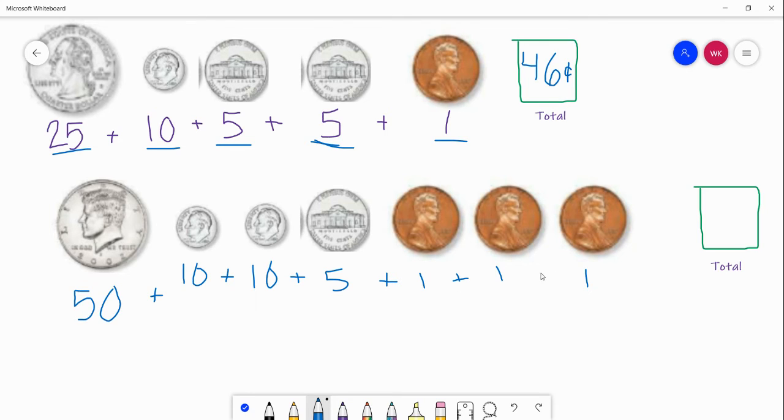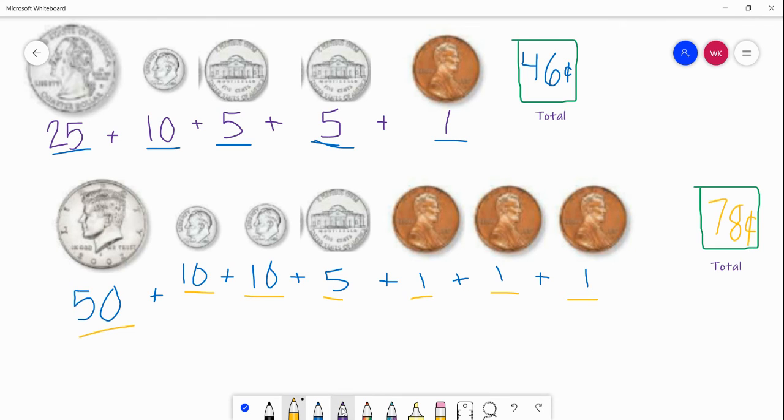So now we are going to add all of these together to see how much change we have. So we have 50 plus 10, which is 60, plus 10 more, which is 70, plus 5 more, 75. Then we have 1, so 75. Sorry, I wasn't underlining these. So 75, 76, 77, 78. So we have 78 cents right here.